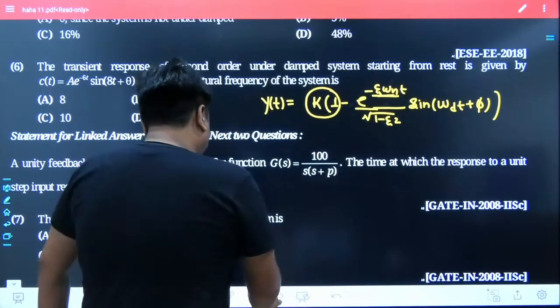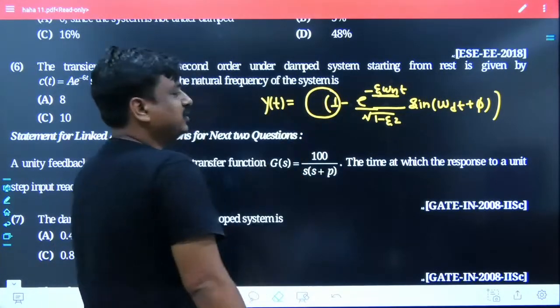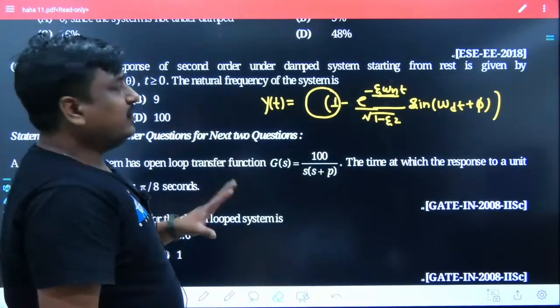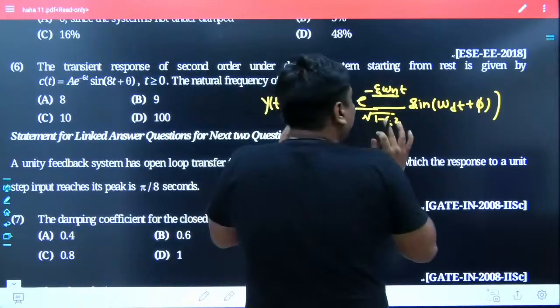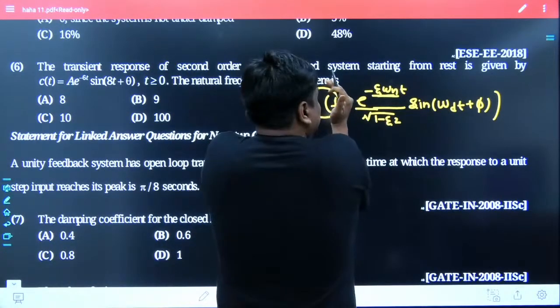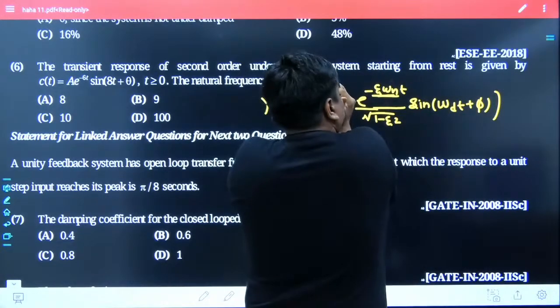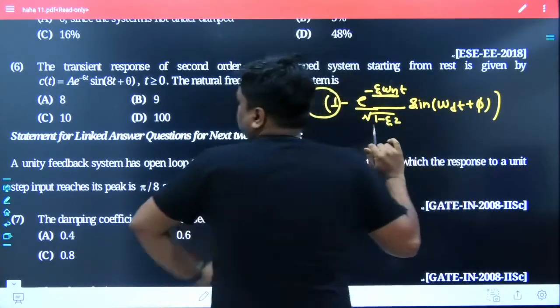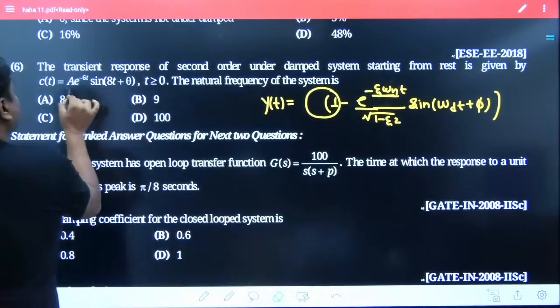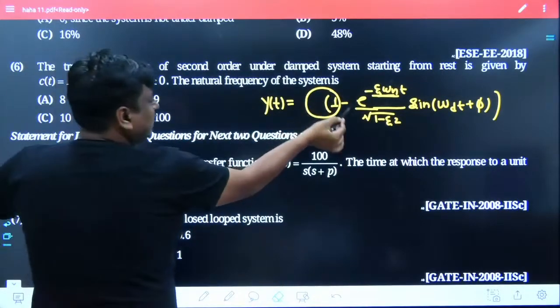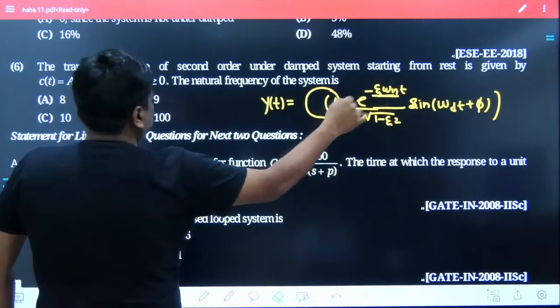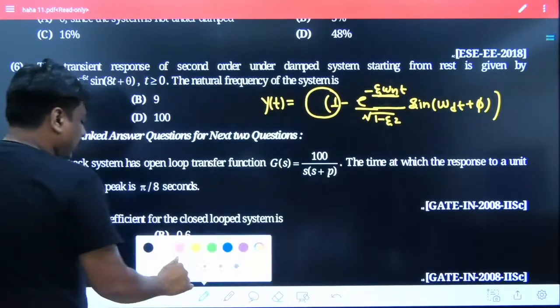But in this problem the value of k is taken as 1, so remove this. So what have they given? They have given only the transient part. This is the steady state part. In the complete response, if the steady state part is removed, obviously you would be left with the transient part. So this is the transient part. The A is minus 1 over root of 1 minus zeta square, everything. But they are looking for the value of omega_n.